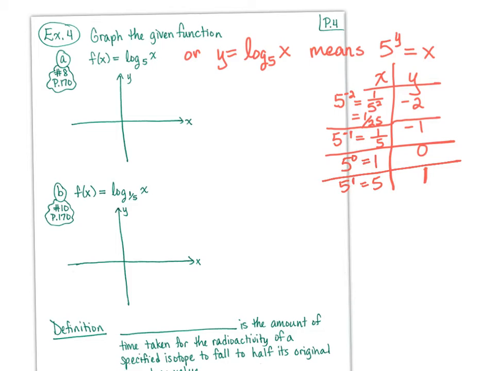We'll have the following. When y is -2, our x value is 1/25. So that is about there. And then whenever y is -1, we have that x is 1/5. And this is an exaggerated graph, right? So that's 1/5.